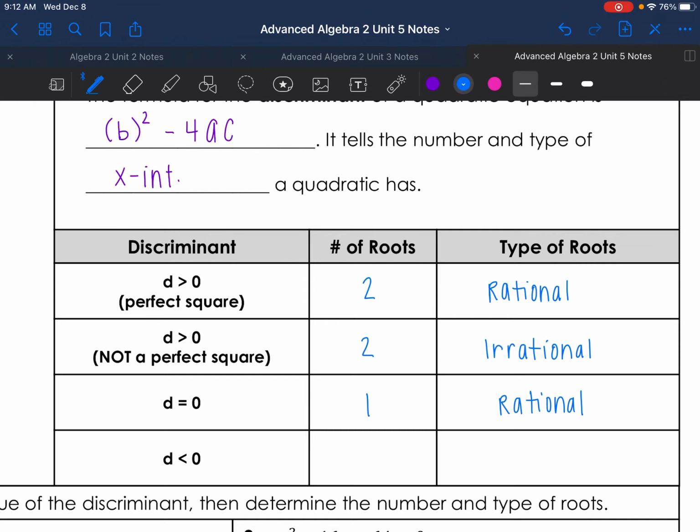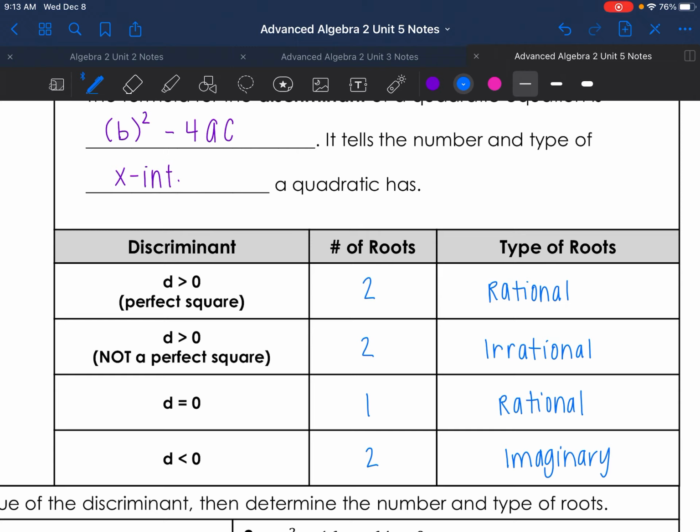Now then, let's say that your discriminant is less than 0. So it's a negative number. It doesn't matter if it's negative 4, like 4 is a perfect square. Negative, you don't think if it's a perfect square or not. It's just negative. That means there are two imaginary.